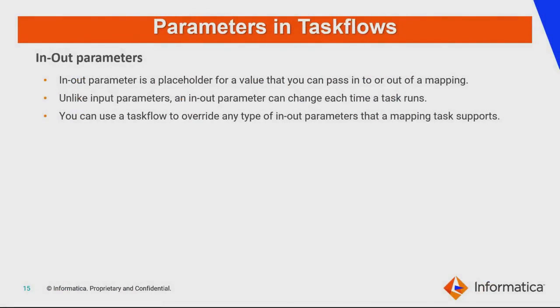The in-out parameter is a placeholder for a value that you can pass in or out of a mapping. Unlike input parameters, an in-out parameter can change each time a task runs. You can use Taskflow to override any type of in-out parameter that a mapping task supports.